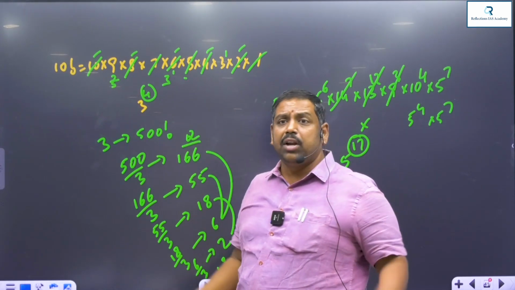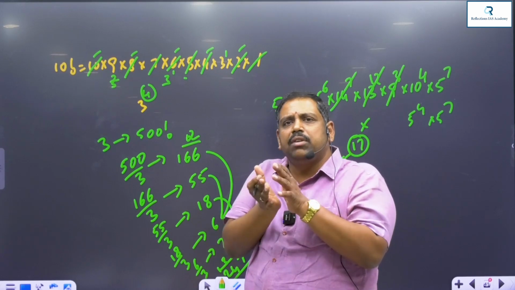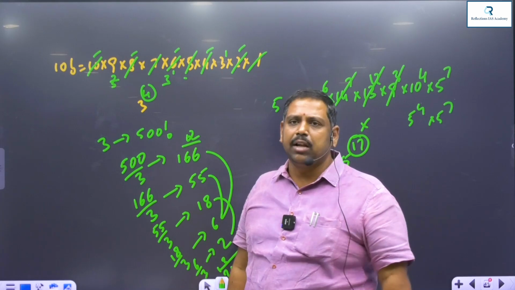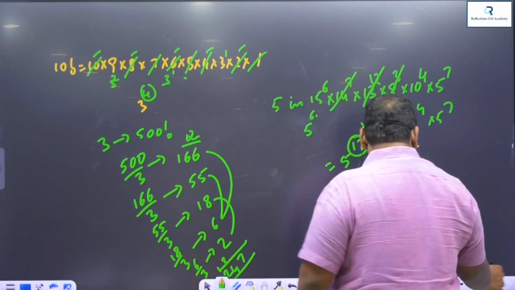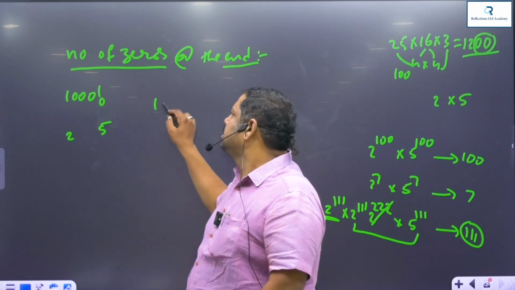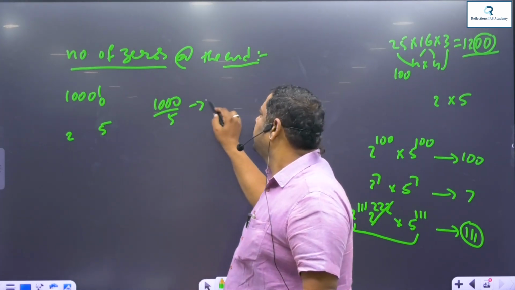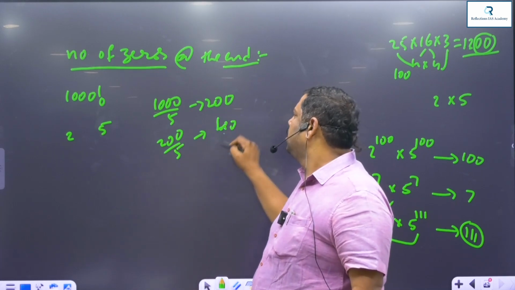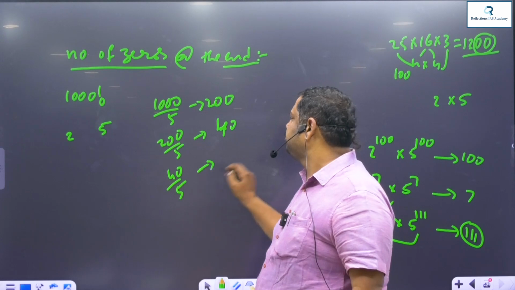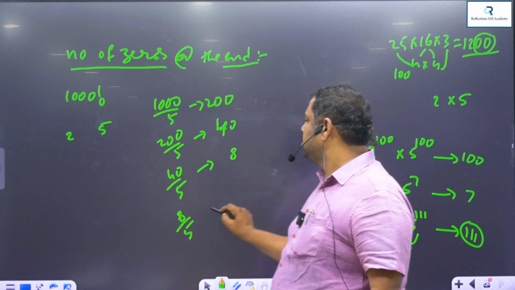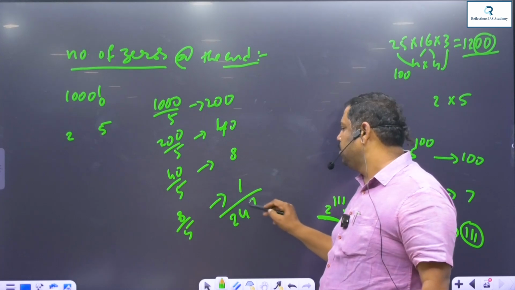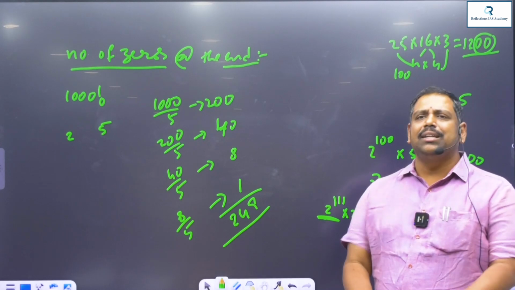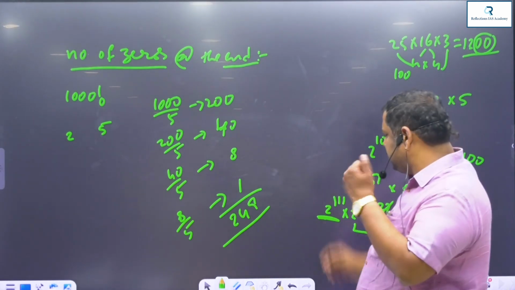5 multiples are very rare. Yes or no? We want highest ones or lowest ones? Lowest one means 2 powers or 5 powers? Means you want highest power of 5. Yes or no? So you want highest power of 5. If you want highest power of 5 means I know already 1000 by 5. Yes or no? 200. 200 by 5, how much it is? 40. Okay. 40 by 5, how much it is? 8. 8 by 5, how much it is? 1. You have to add all those numbers. 249. You will get how many zeros at the end? 249 zeros.